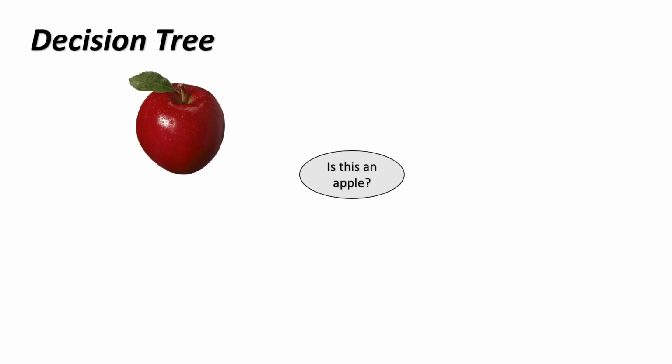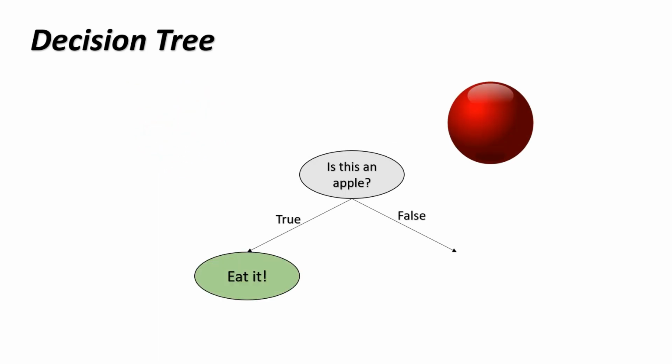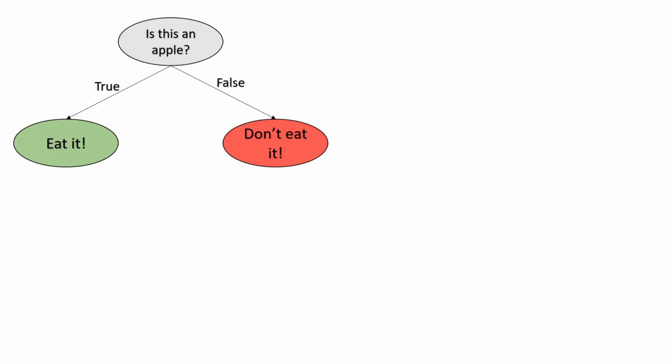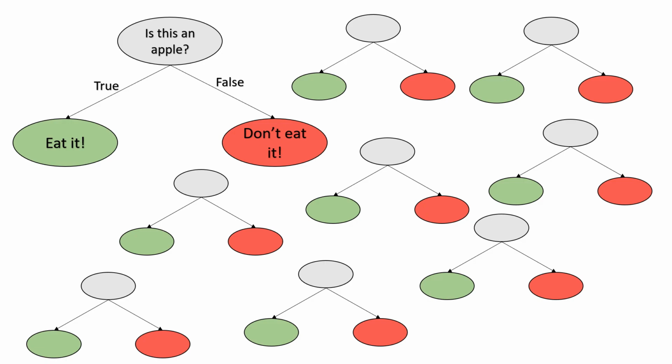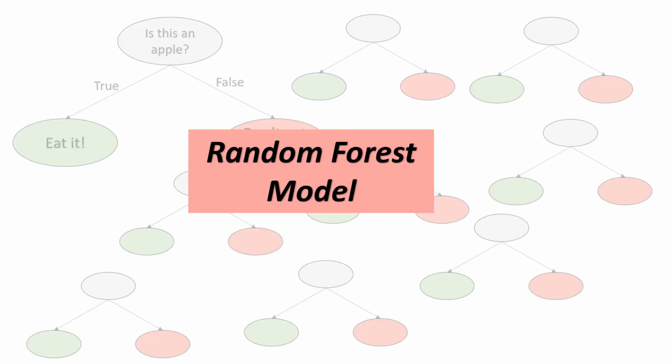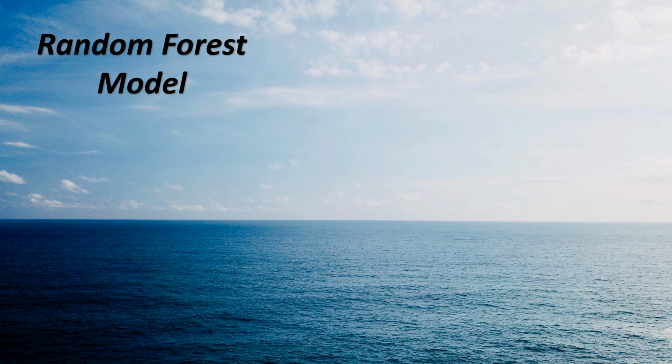For example, you're hungry and want to eat something. You see this. If this is an apple, then eat it. Here, it looks like an apple, but it's not, so don't eat it. This is a simple decision tree. Multiple decision trees make a random forest model.